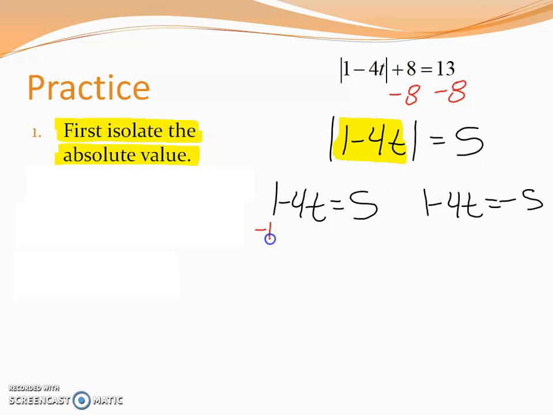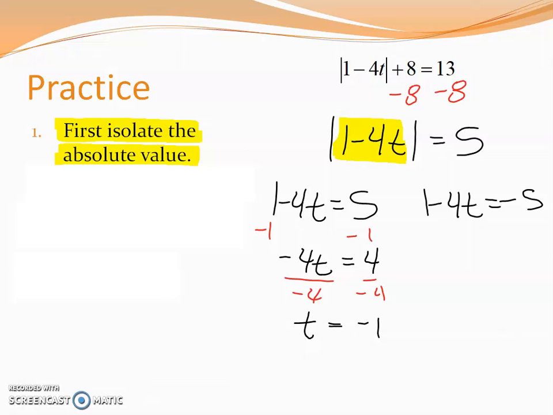So that's actually a positive 1, so we need to subtract 1. I would just solve each of these equations individually. I think that's easier. So I've got a negative 4t equals 4. Now I need to get rid of the negative 4t, so I'm going to divide by a negative 4 on both sides. I end up with t equals negative 1.